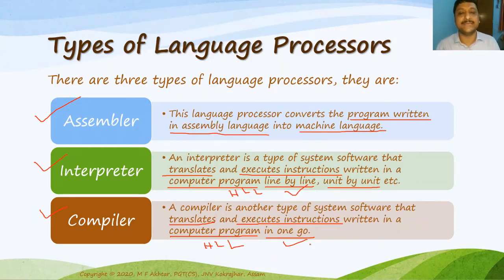Only the difference is here. Both do the same work. Both convert a high level language program, a computer program, into machine language, machine understandable language. But there is a difference. What? An interpreter converts it line by line, and a compiler converts it in one go. And we should know that Python is an interpreter based language, and C++ is a compiler based language.